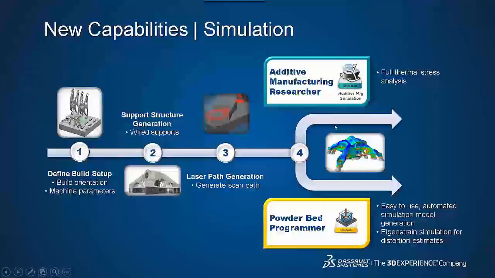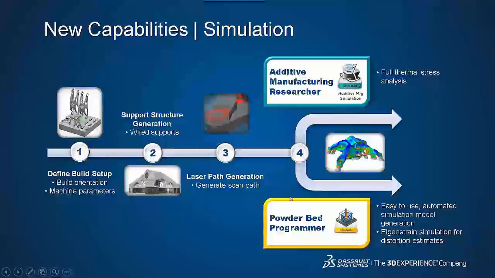So at this point we can branch out in this workflow. So in 2017X, we have historically had this additive manufacturing researcher application. And this is where we use that build setup information from all of this planning, steps 1, 2, and 3, to do a full thermomechanical simulation of the build.